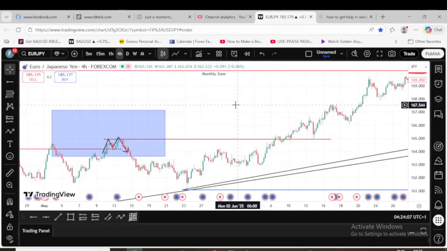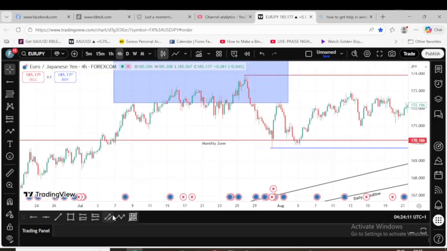Then we have another M pattern here. We have an M pattern here. And this M pattern has a small W inside of it as well. We have an M pattern here. But we also have another M pattern.